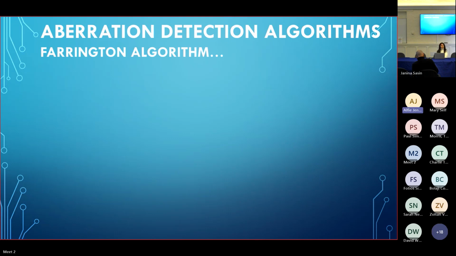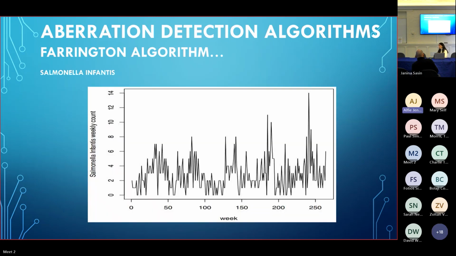So like I said, the talk will be mainly about the Farrington algorithm. And I'll set the scene now and tell you how it works, using an illustration on the Salmonella infantis data. So here we have weekly counts of Salmonella infantis, I think from 1996 to 2011. So this is the 14th week of 2011. And vertically, we have the weekly counts of Salmonella each week.